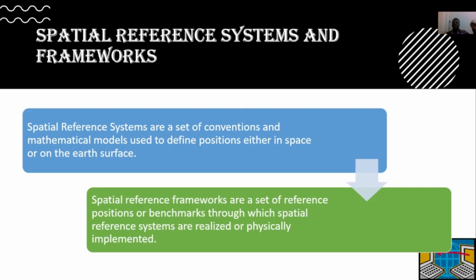So, spatial reference system. I said earlier that coordinate systems are spatial reference systems that assist in the representation of geographic entities. What is a spatial reference system? A spatial reference system is a set of conventions and mathematical models used to define position either in space or on the earth surface. So that gentleman that will help you determine the position of your house in space automatically becomes a spatial reference, and that spatial reference is basically a coordinate system.